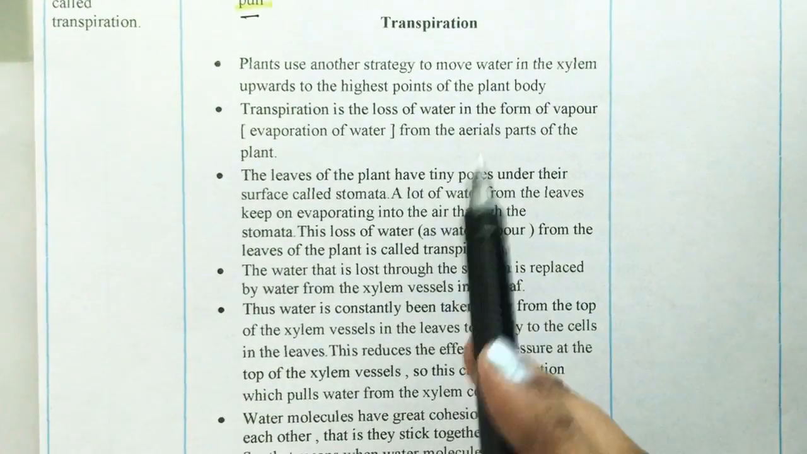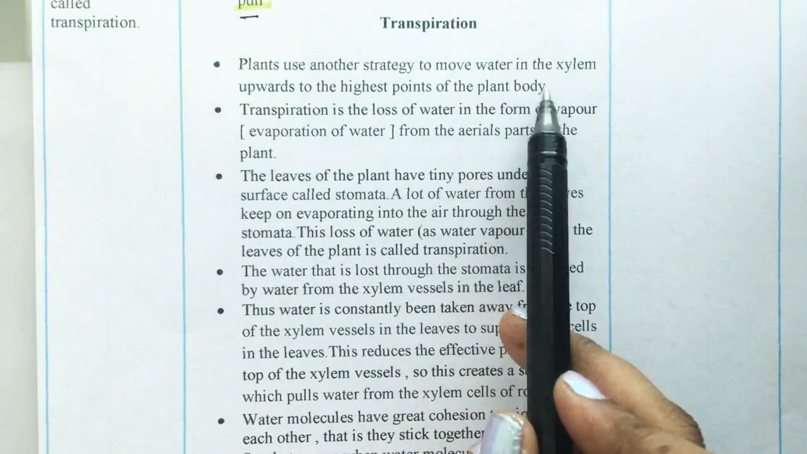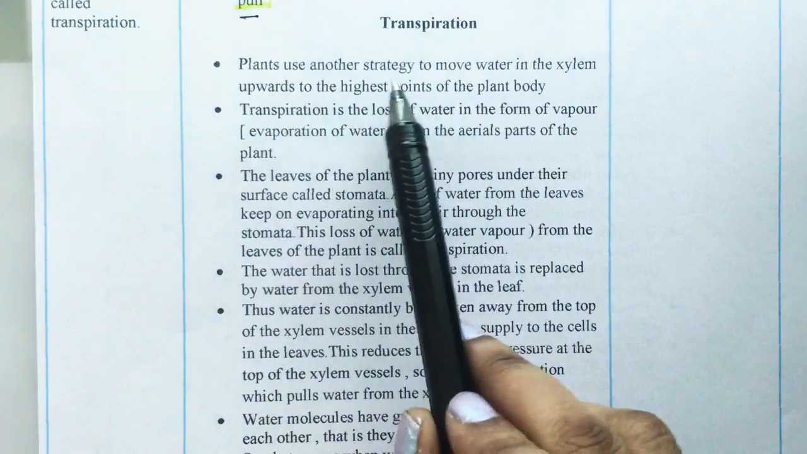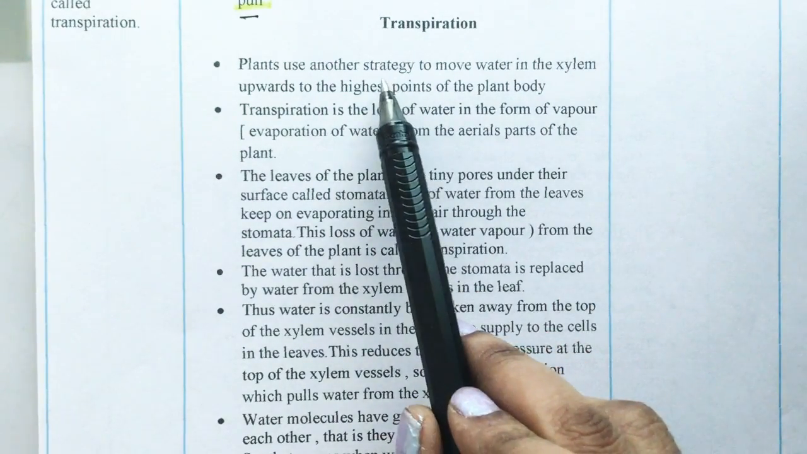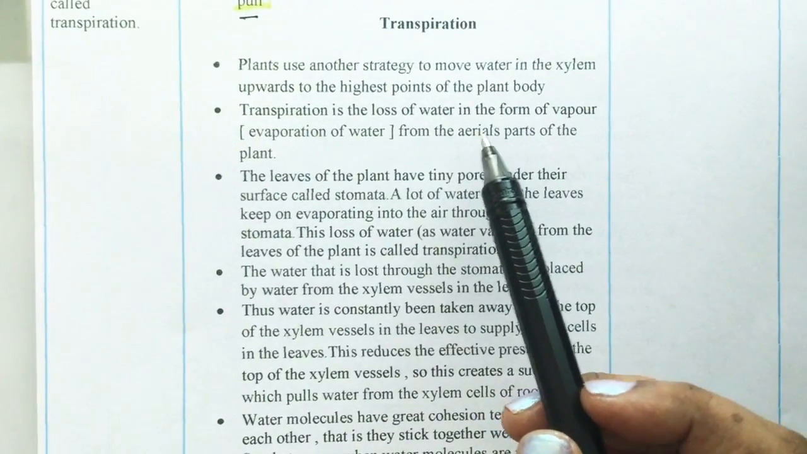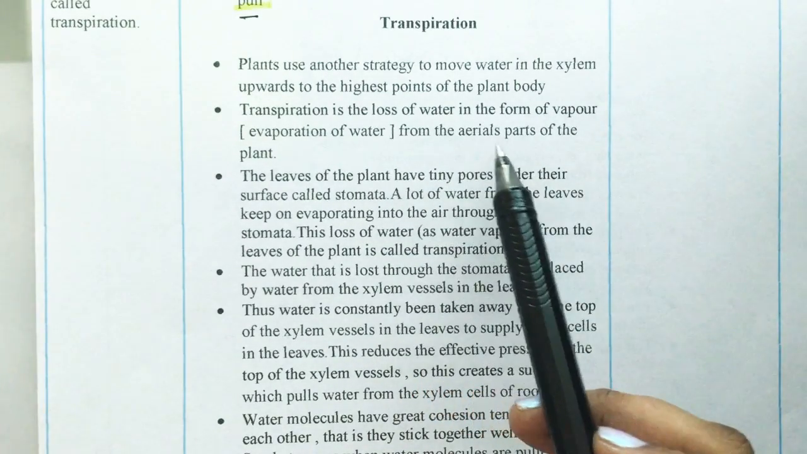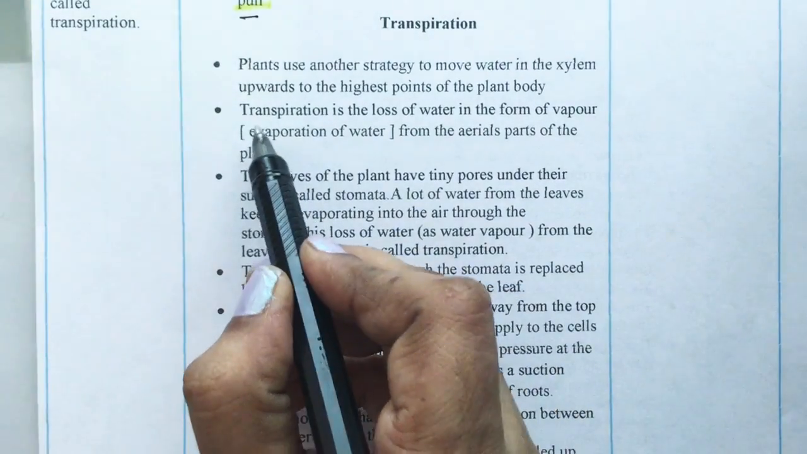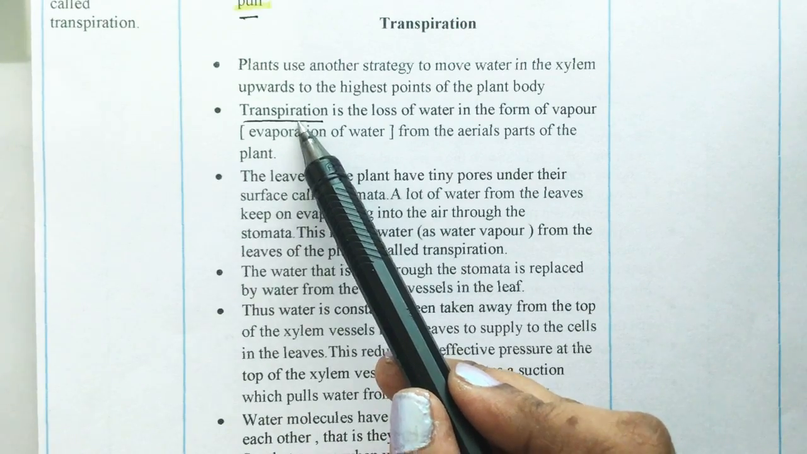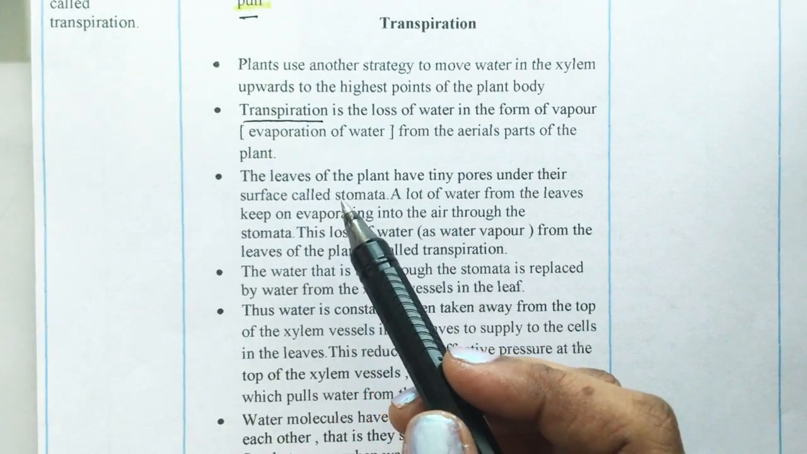Plants use another strategy, as I said, to move water in the xylem upwards to the highest point of the plant body. So, if your plant is very high, the plant uses another strategy. Apart from the root pressure, it uses another strategy, that is transpirational pull. Transpiration is the loss of water in the form of water vapor from the aerial parts of the plant. Please underline this, because it means that you have to put this word in the vocabulary and learn the definition. That is why I have underlined this.